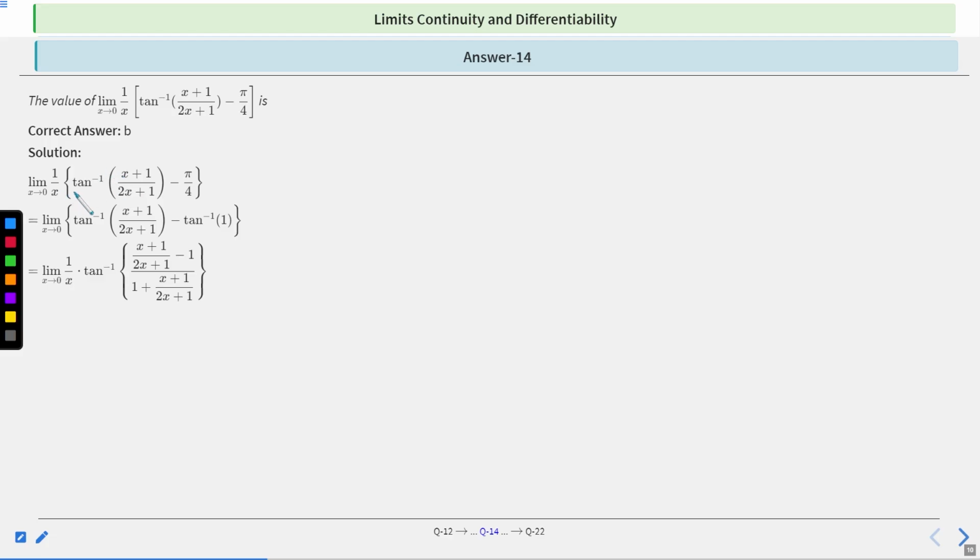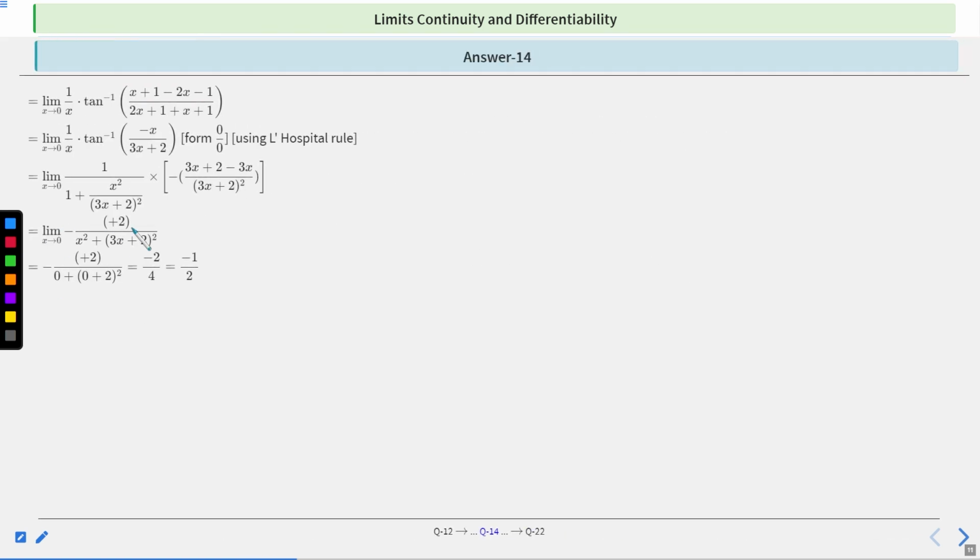We have to find the limit as x tends to 0 of 1 by x [tan inverse of (x plus 1 upon 2x plus 1) minus pi by 4], which is equal to the limit as x tends to 0 of tan inverse (x plus 1 upon 2x plus 1) minus tan inverse 1, with 1 by x taken common. It is tan inverse a minus tan inverse b, which is tan inverse of (a minus b upon 1 plus ab). So the limit as x tends to 0 of 1 by x tan inverse of [(x plus 1 upon 2x plus 1) minus 1 upon 1 plus (x plus 1 upon 2x plus 1)], right?